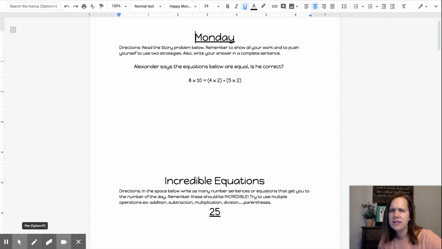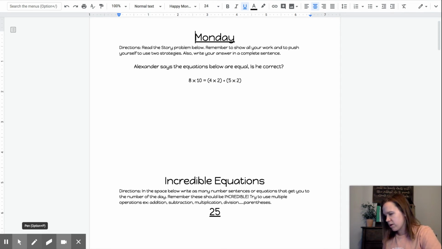Your day 1 story problem says, Alexander says the equations below are equal. Is he correct? Well, I know that if something is equal, that means that the value on one side of the equation and the other side of the equal symbol are the same. That's what equal means. And so the only way for me to figure this out today is that I solve both sides of the equation.